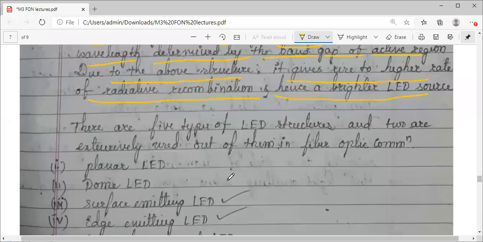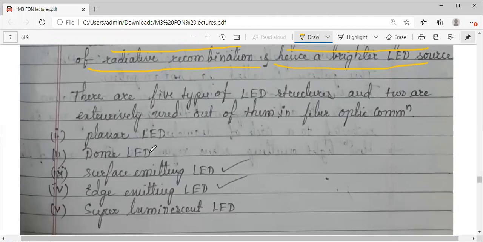Now, talking about the different LED structures, what I have told you just now is a general configuration. Coming to the types of LEDs, we have five different types. I have listed here: planar LED, dome LED, surface emitting LED, edge emitting LED, and super luminescent LED. Out of these five, we will be looking into surface emitting LED and edge emitting LED.